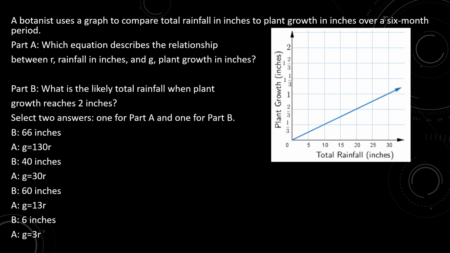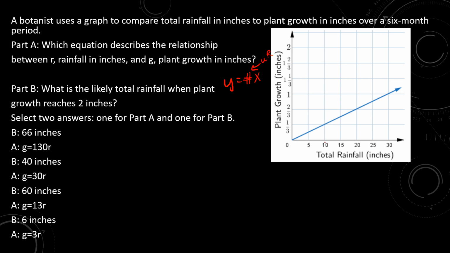Our next question says a botanist uses a graph to compare total rainfall in inches to plant growth in inches over a 6-month period. Which equation describes the relationship? And B is asking what is the likely total rainfall when the plant reaches 2 inches in growth. So again, here we're looking for something in the form of y equals our number times x. Remember that your number is going to be your unit rate.